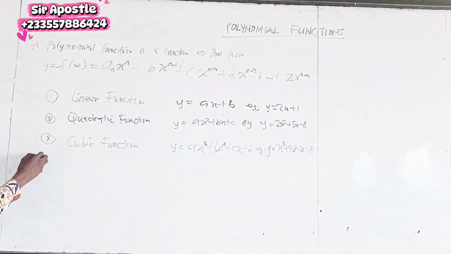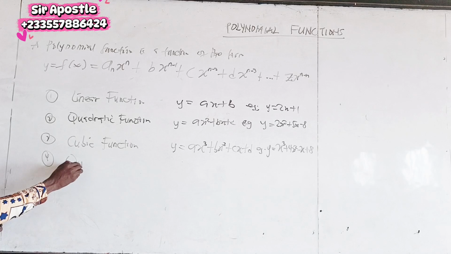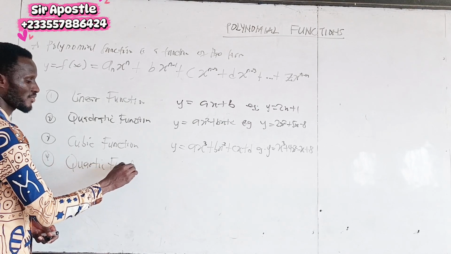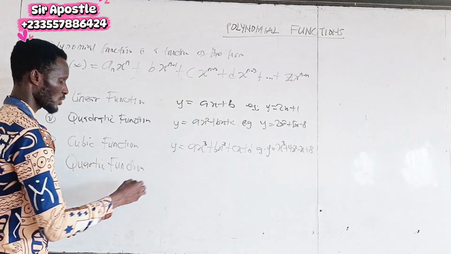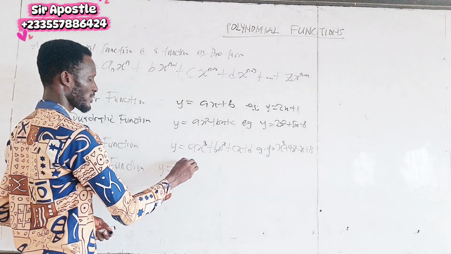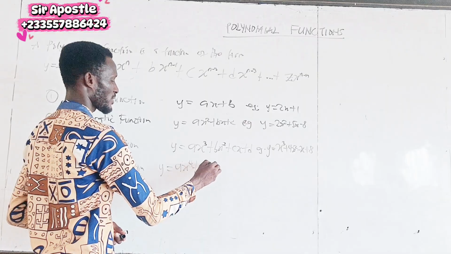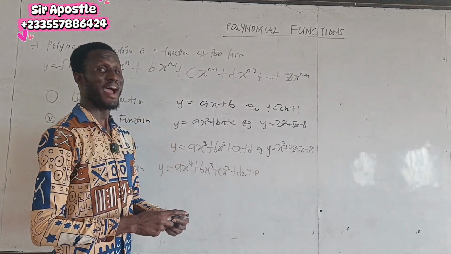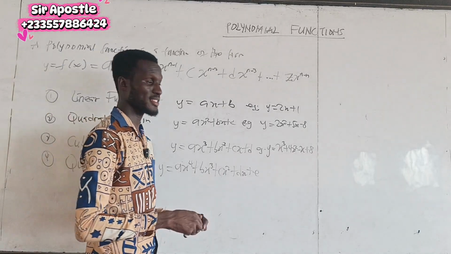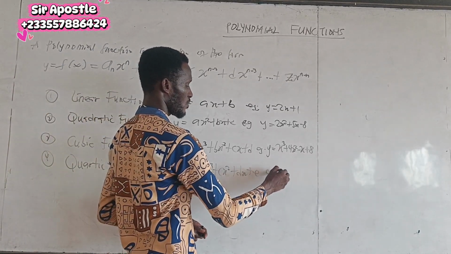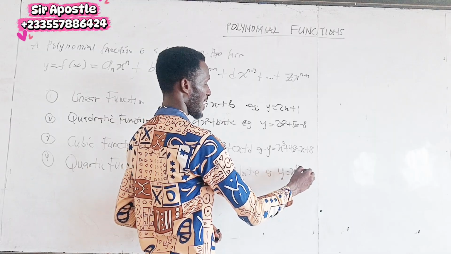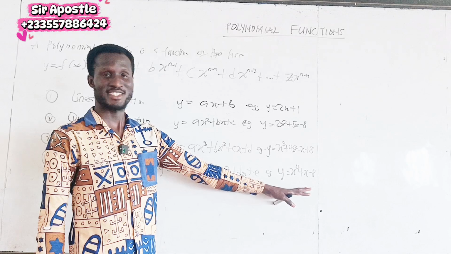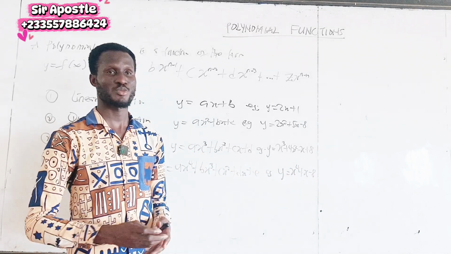Now, we can also have another type of function called a quartic function. A quartic function is when the highest exponent is 4. So we have y is equal to ax exponent 4 plus bx exponent 3 plus cx squared plus dx plus e. Now we can write plenty. Let me write a simple example: y is equal to x exponent 4 plus x minus 8. The thing is that the highest exponent is supposed to be 4.